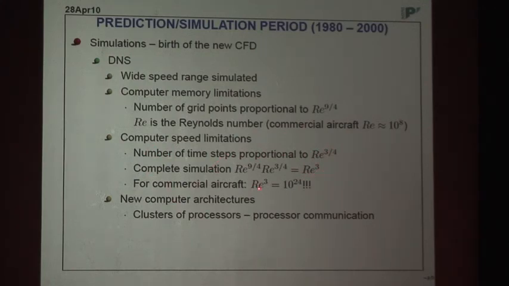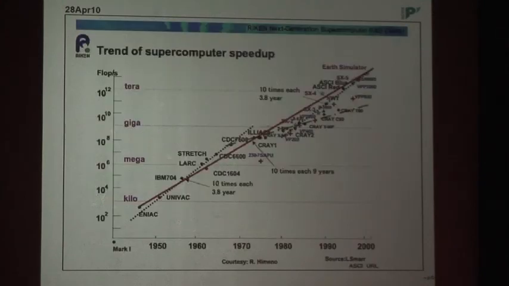And for a commercial aircraft, the Reynolds number is about 10 to the 8th. For a 747, it's about 10 to the 9th. And that would require 10 to the 4th clocks to do the calculation. That was not going to be done. Then what started happening, we started getting new computer architectures, clusters of processors.